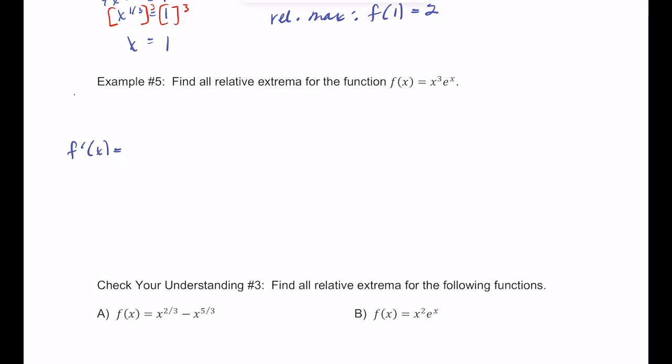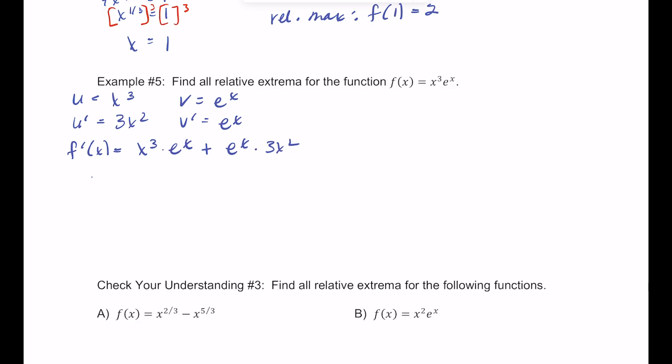So I'm just going to let u equal x to the 3rd, and v is going to be e to the x. And I know the derivative of x to the third is just 3x squared. And the derivative of e to the x is just e to the x. Okay, and then applying my product rule, remember it's u times v prime plus v times u prime. So it's just going to be x to the third times e to the x plus e to the x times 3x squared.